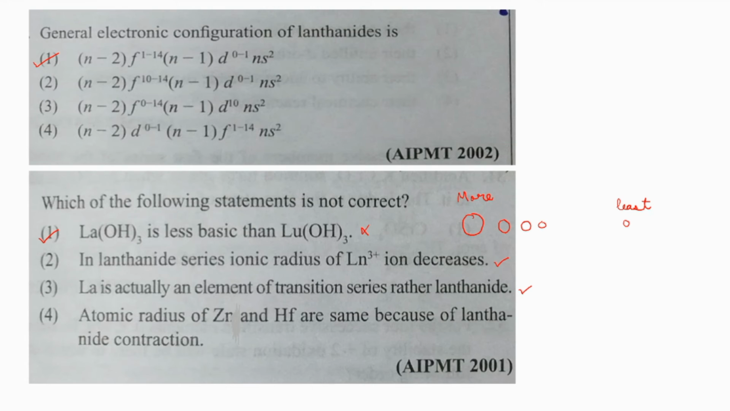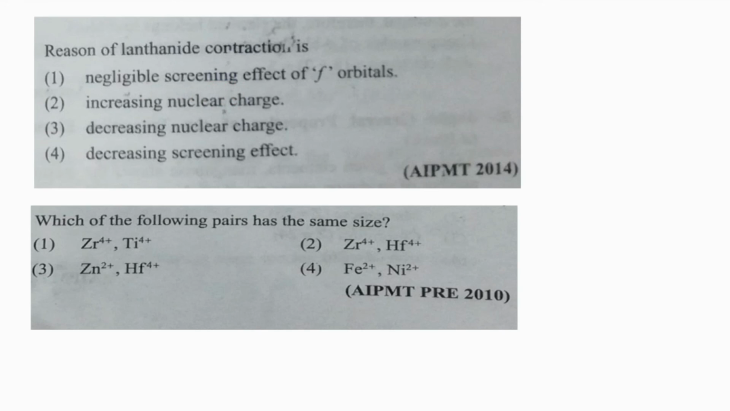See the next one. Atomic radius of zirconium and hafnium are the same because of lanthanoid contraction. Now only we have discussed it. That's also correct. Now see this question. The reason for lanthanide contraction is the negligible screening effect of the f orbital. Do you agree with it? Yes. The f orbital will be offering less shielding to the nucleus. Increase in nuclear charge, decrease in screening effect. Which is the more appropriate answer? The first one only.